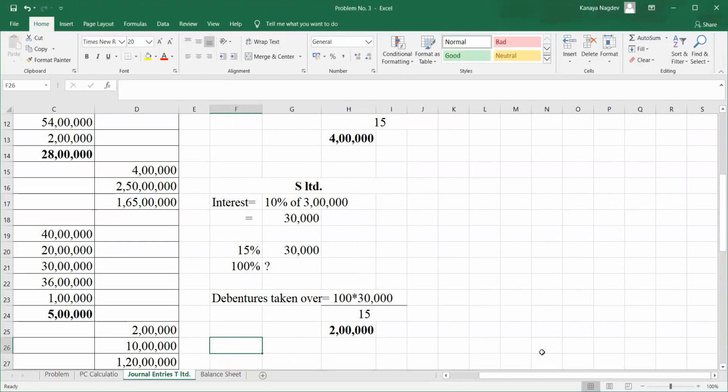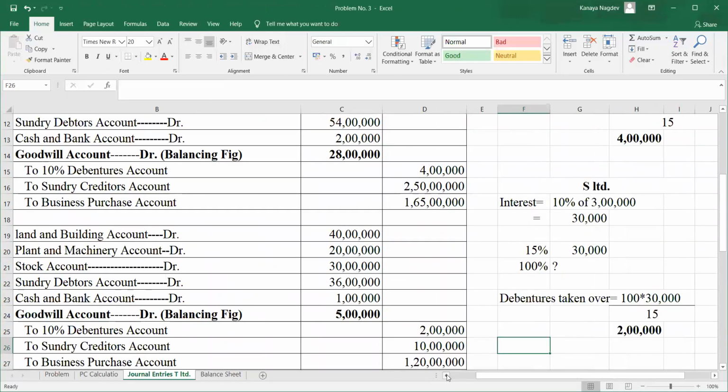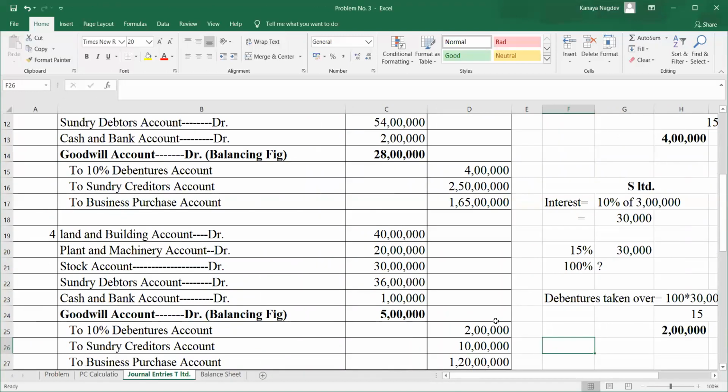So here, while incorporating this entry, while incorporating assets and liabilities, in case of R Limited, we will be taking it at 4 lakh. In case of S Limited, we will be taking it at 2 lakh. Rest all the assets as well as liabilities are to be incorporated at book values. So 4 lakh is the amount of debentures. Sundry creditors are taken over at the same figure, that is 25 lakhs.